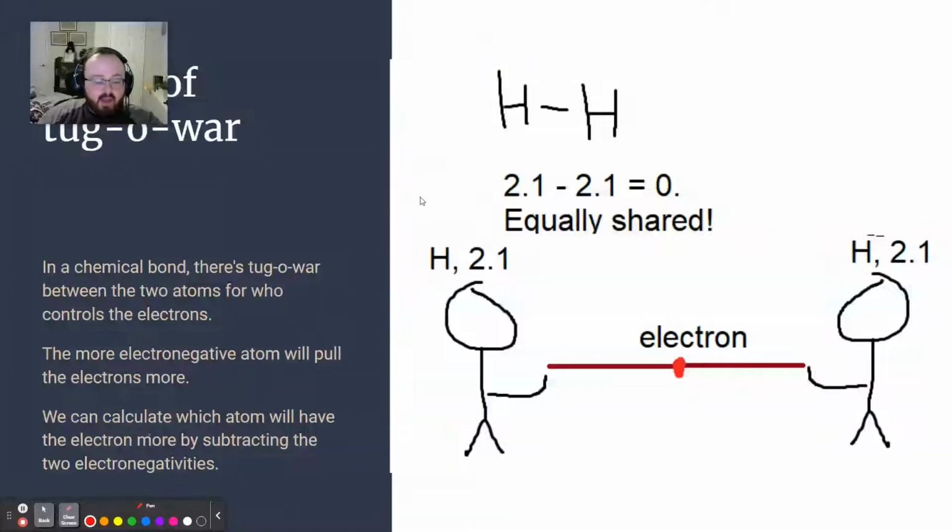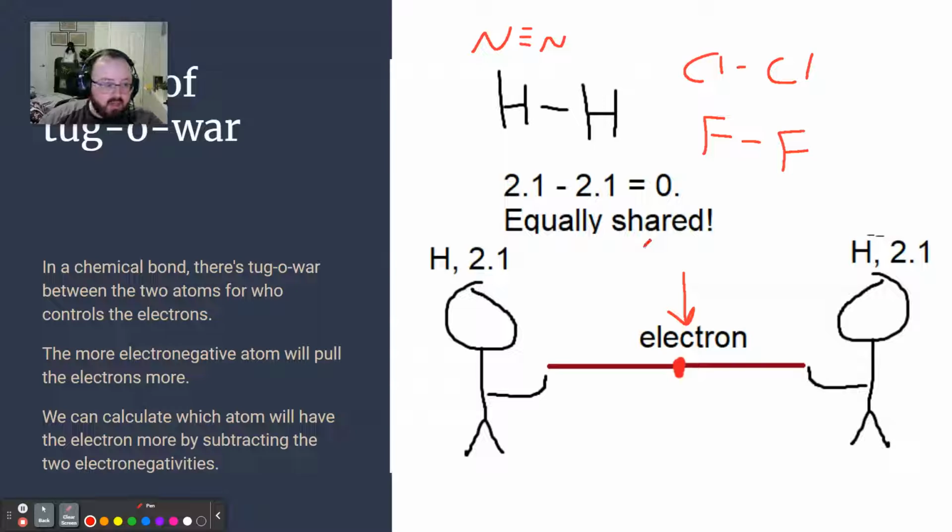Alright, so when you have electronegativities that are the same, so any kind of diatomic molecule like Cl-Cl, fluorine-fluorine, nitrogen-nitrogen, the electron's going to be smack in the middle because they have the same electronegativities. So this would be the perfect sharing of electrons. Those electrons will be completely shared. So both of the atoms will get equal access to the electron.